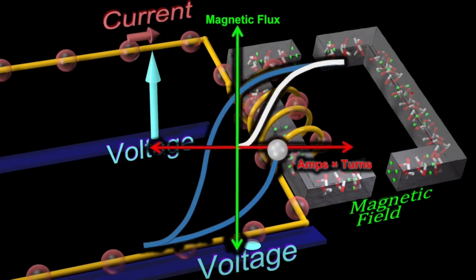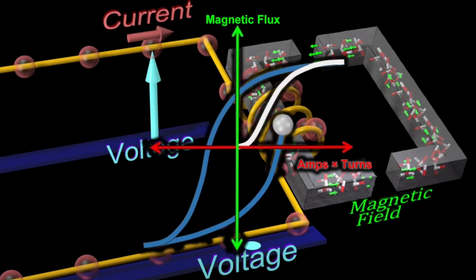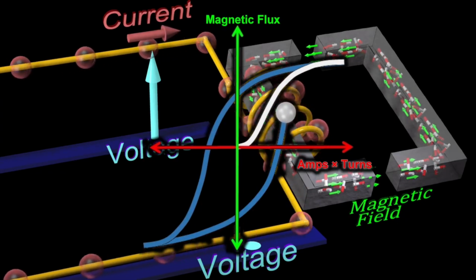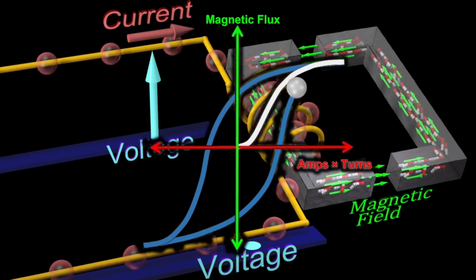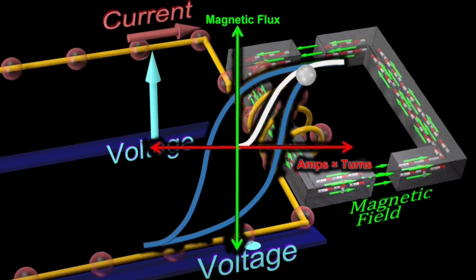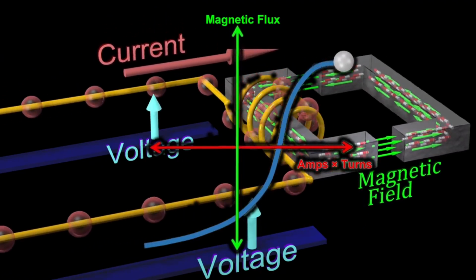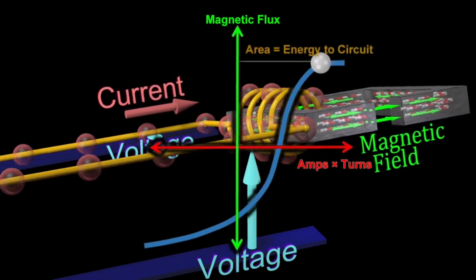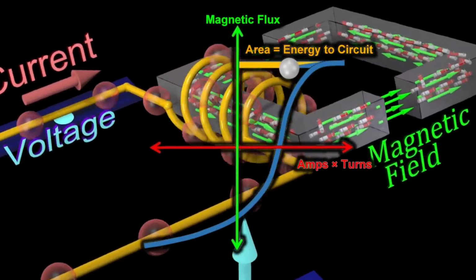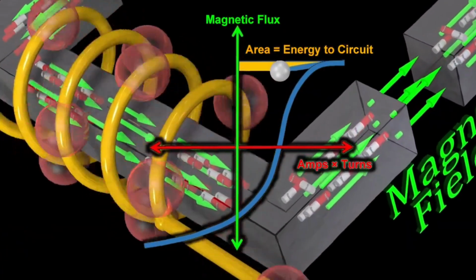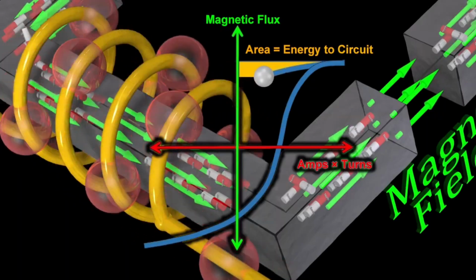Here, energy is being supplied from the circuit. Some of this energy is being dissipated as heat in the material, and some of this energy is being stored in the magnetic field. Here, some of the energy stored in the magnetic field is being returned to the circuit. The energy returned from the magnetic field to the circuit is equal to the area highlighted here in orange.